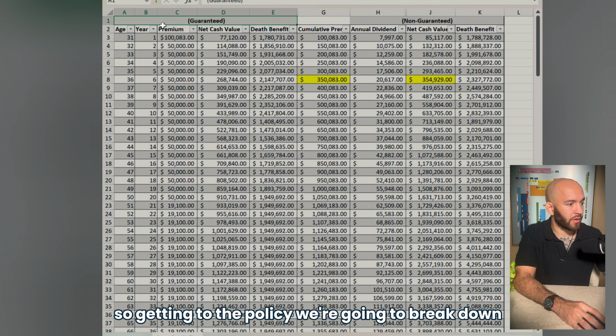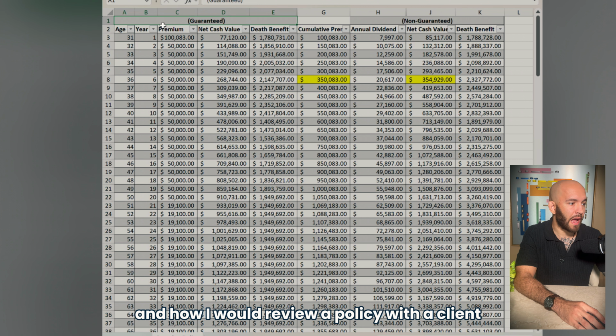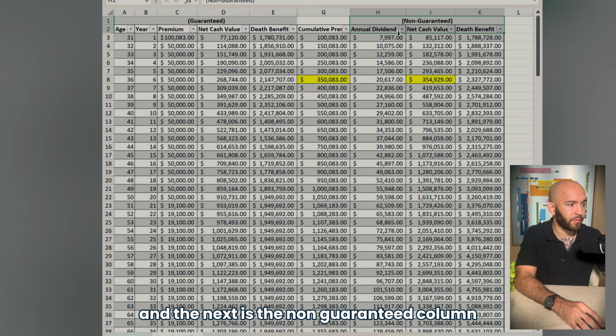So getting into the policy, we're gonna break down how to read one of these things and how I would review a policy with a client to make sure they have a full understanding of how these policies work. So when we're understanding infinite banking, there's two main columns that we have to be concerned about. The first is guaranteed, and the next is the non-guaranteed column. We're going to go through a couple of rows here, and at the end of this, you'll have a pretty solid understanding of how to read these policies and implement them into your wealth building plan.